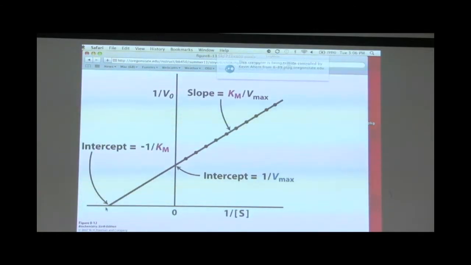And so again, if I came up with a value of minus 1 over 10, then I would have a Km of 10. And that gives me those values very visually, very easy to see, and very easy to determine without any question that I draw the line in the right place and all that sort of stuff. So Lineweaver-Burk plots are very, very useful for us to be able to understand and actually calculate some of the parameters of enzyme kinetics that I talked about yesterday.